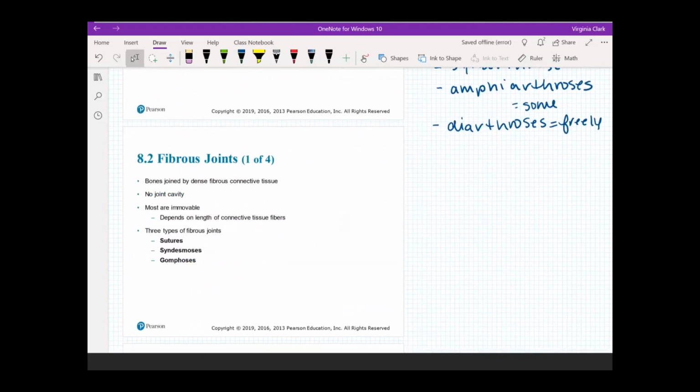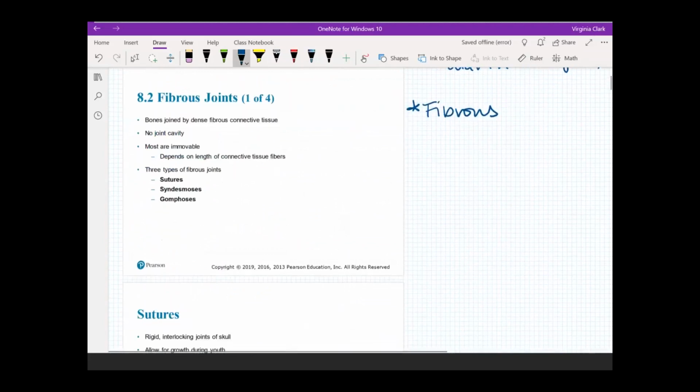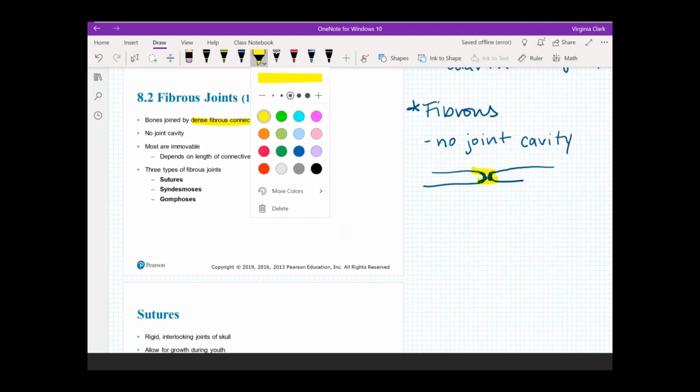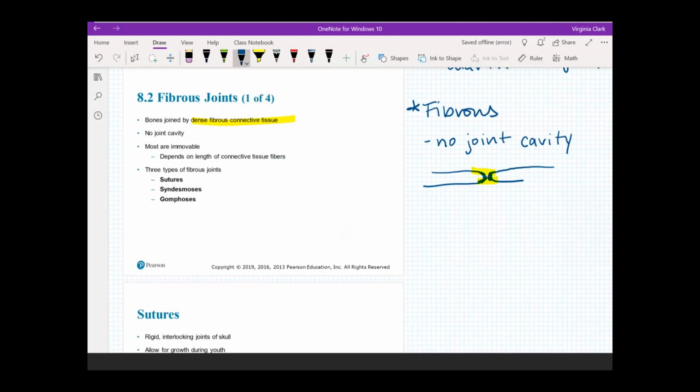The first one is a fibrous joint, and a fibrous joint is made up of exactly what's in the name. These are connected by dense fibrous connective tissue. What's important about these is that there is no joint cavity. What we mean by joint cavity is that the bone connects directly to the bone. They actually touch each other and are then connected through a fibrous connective tissue. There is not a space between them, essentially a cavity of some kind. When we get to synovial, it'll make a little more sense.